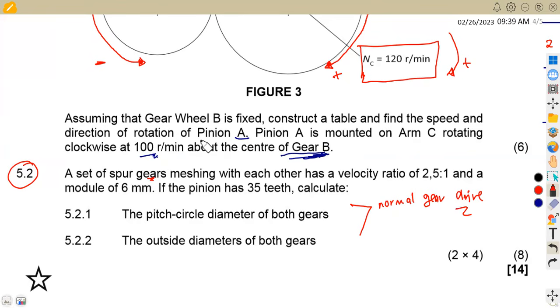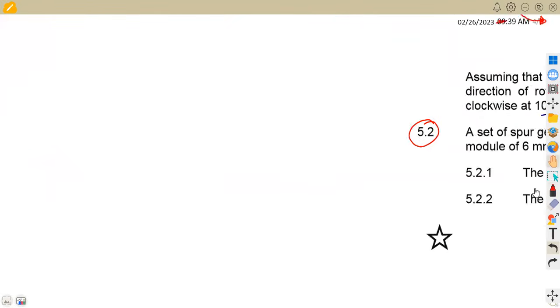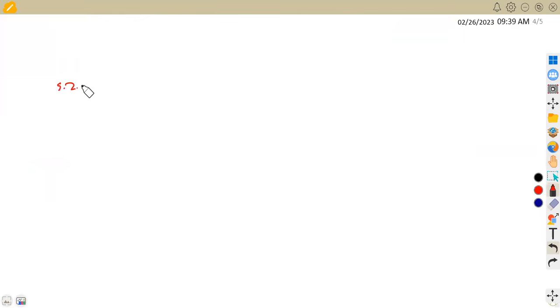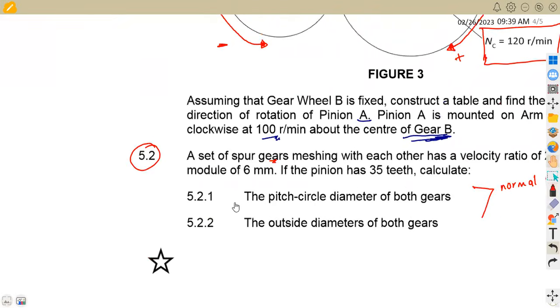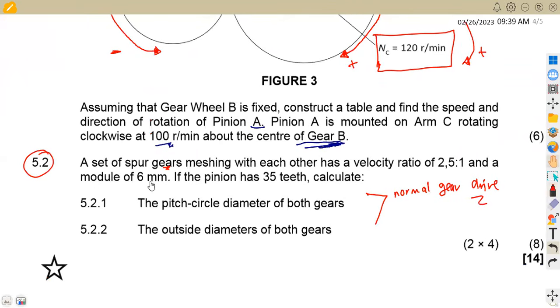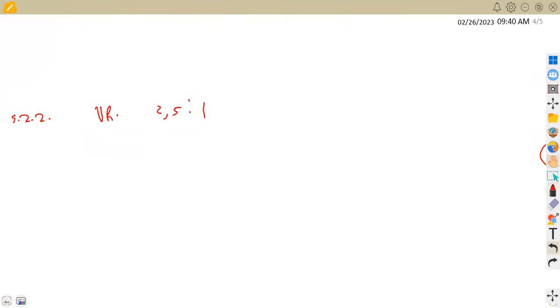Let's list our information. What are we given? We are given a velocity ratio of 2.5 to 1. So this is 5.22. We can list our information here. Velocity ratio in this case was 2.5 to 1. Let's take another piece of information. We are also given a module of 6 millimeters. If the pinion has got 35 teeth, remember, in this case, I've got 35 teeth for the pinion, so we are going to have it this way.